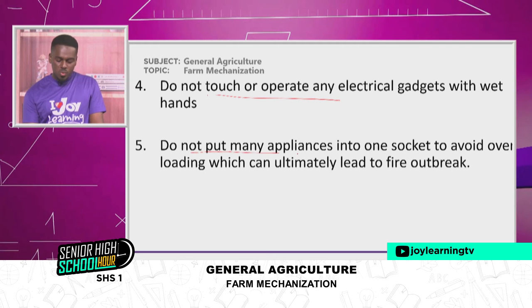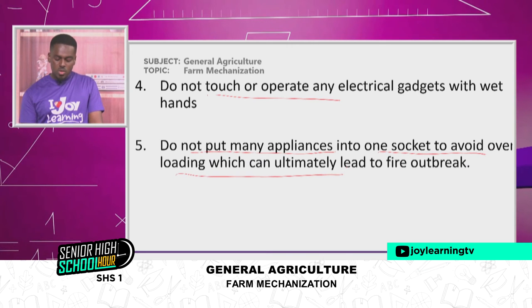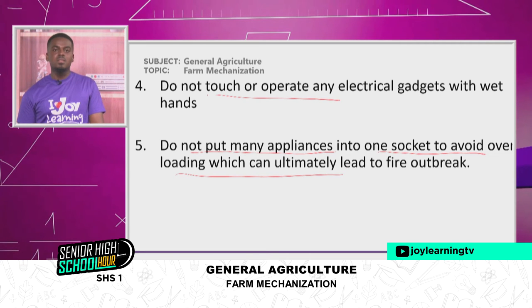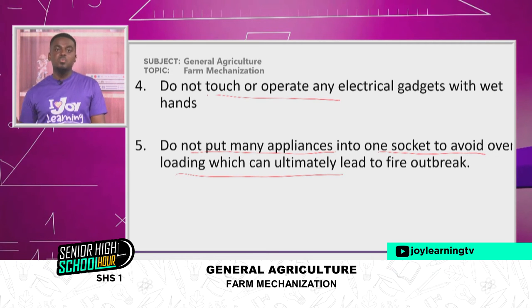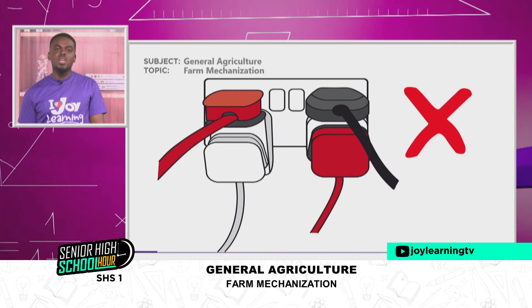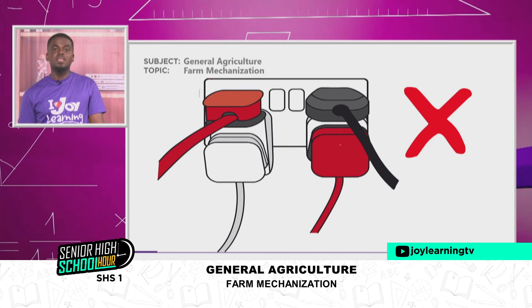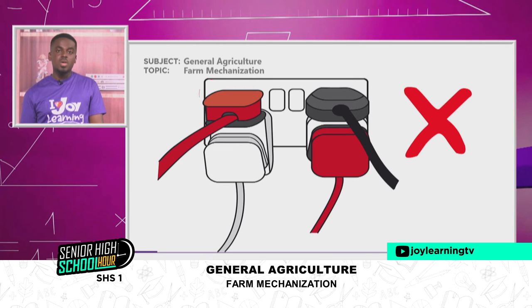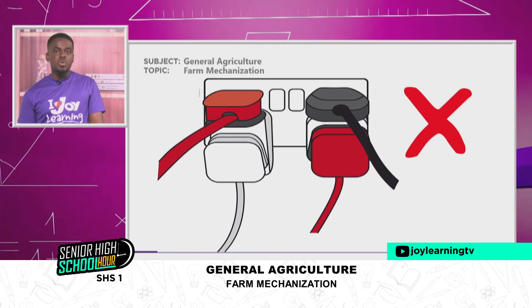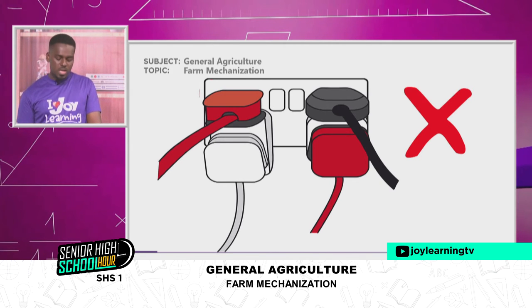Also, do not put many appliances into one socket. This is to ensure that you avoid overloading. Many of us are fond of doing that, trying to plug everything in. So just look at something like this. Wow, look. This small wall socket, a lot of things have been plugged into it. If you continue to do that, you are putting so much pressure on it, and it may not have the capacity to carry the current that is flowing through it. And if that is the case, the possibility of an outbreak of fire too is high. So you should make sure that some of these things are not done.